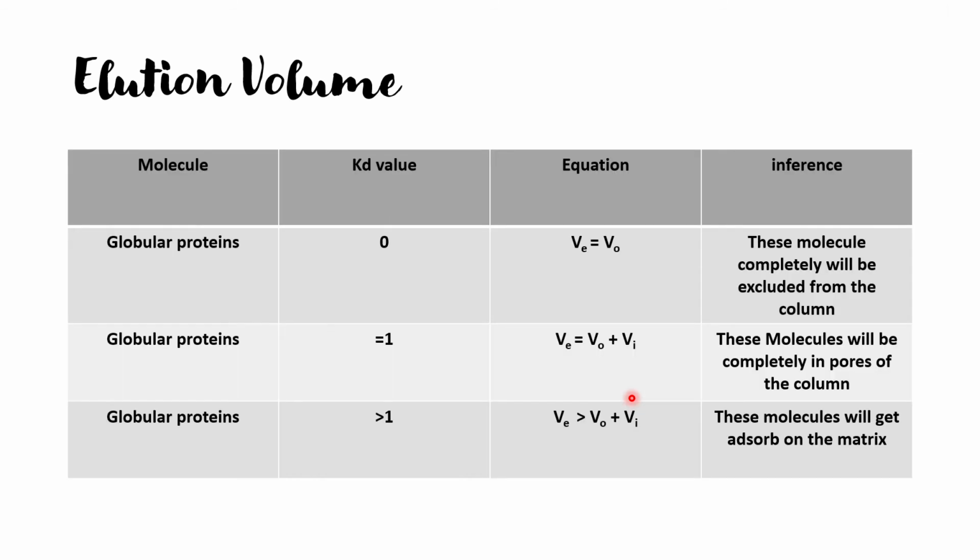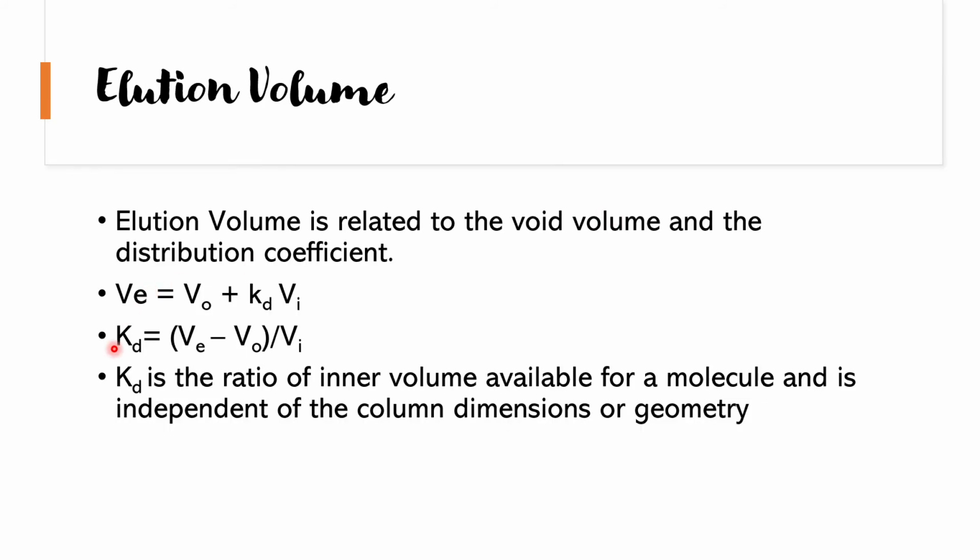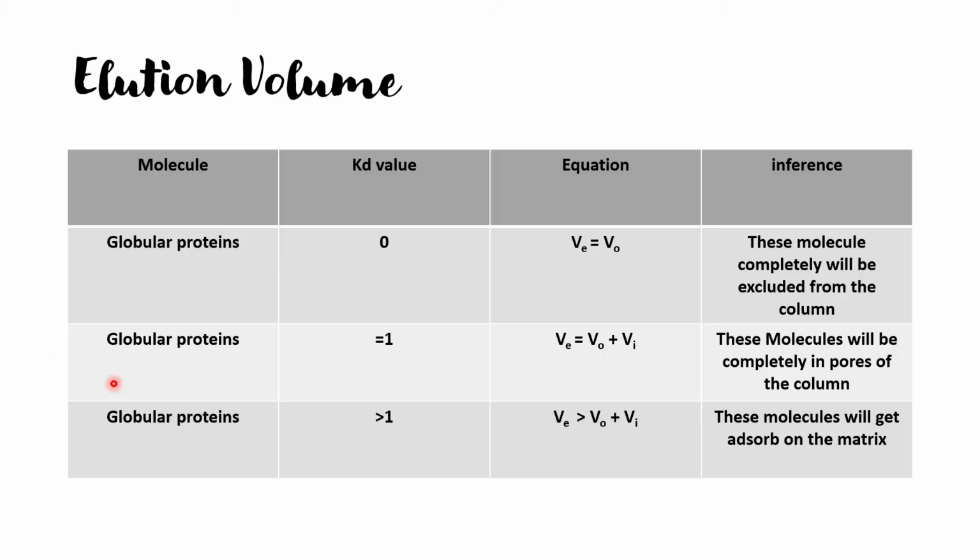There are three conditions of this Kd value. For globular proteins, we can have a Kd value of 0, 1, or greater than 1. If Kd is 0, we get the equation Ve equals V0. How does this equation come? We have Kd equals Ve minus V0 divided by Vi, we simply put 0 and do the calculation, and that's how we get this equation. If Kd is 0, the molecule is excluded from the column. These are the larger ones. Kd of 0 means no interaction with the stationary phase, so they get eluted first.